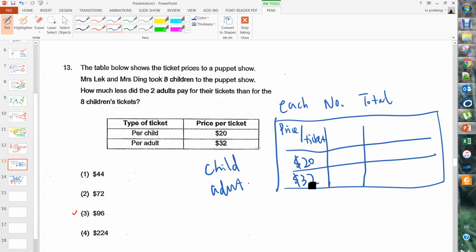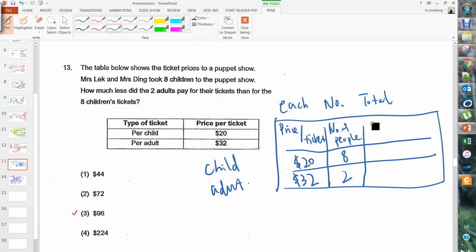Okay, now, so Mrs. Leck and Mrs. Ding, how many adults? 2. So this is number of people. So for adult is 2, right? You said 1, 2, so I fill up here. So how many children? 8. So you fill up here.